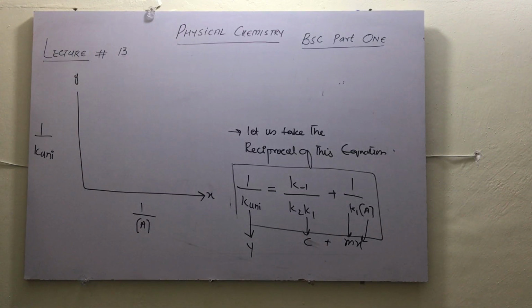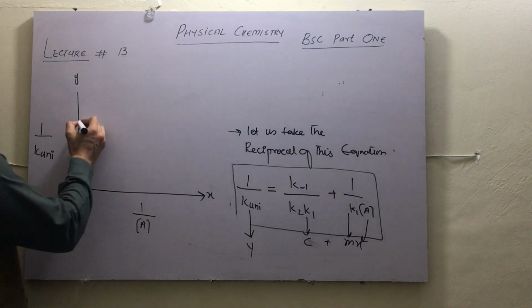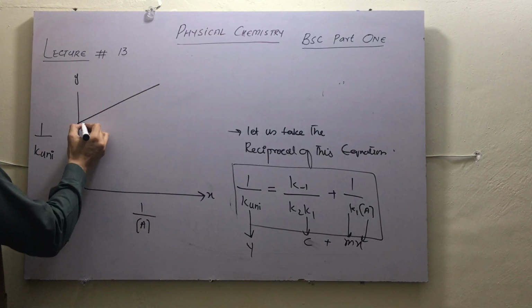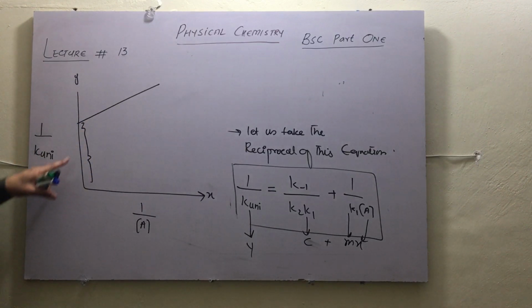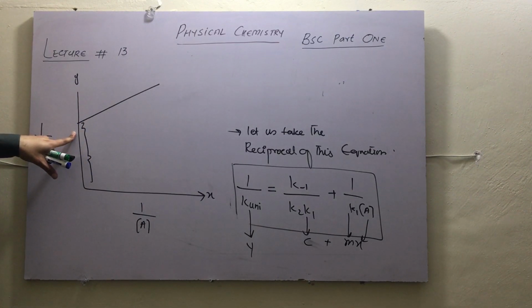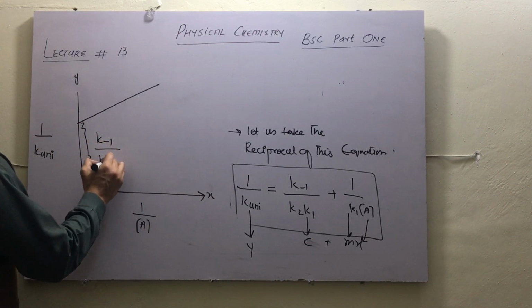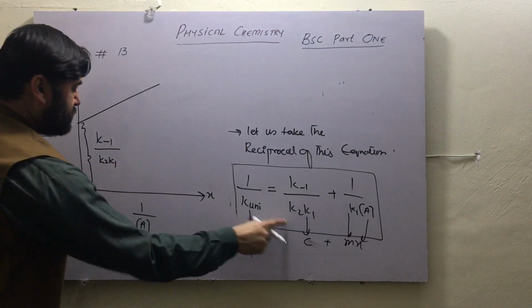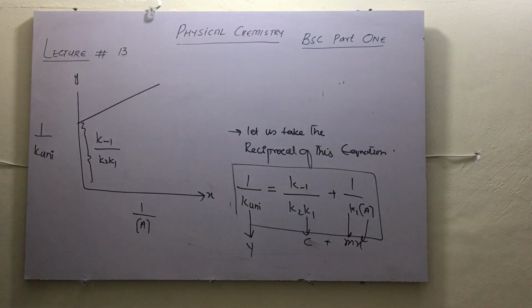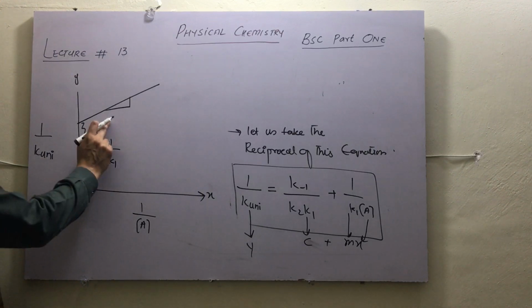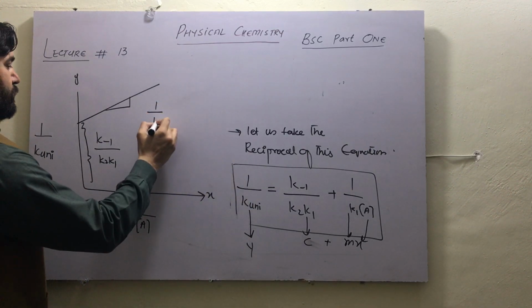So there will be a slope here. This portion, the intercept, is K inverse over K1 K2, a constant. This is the slope, and basically this slope is 1 upon K1.